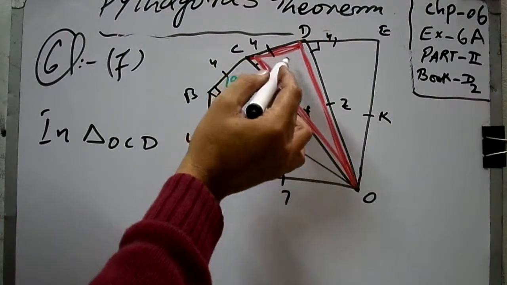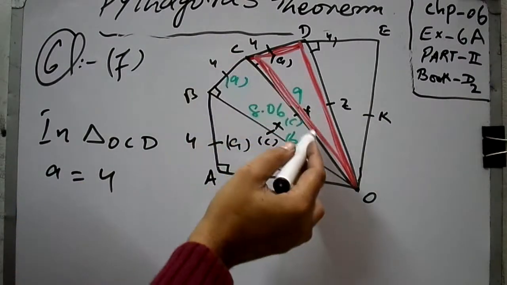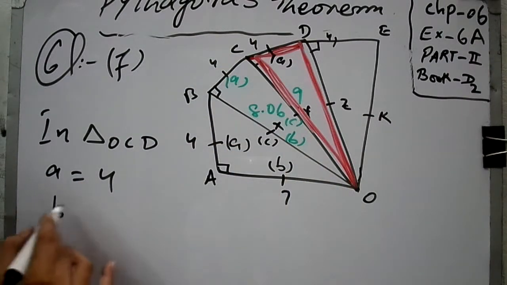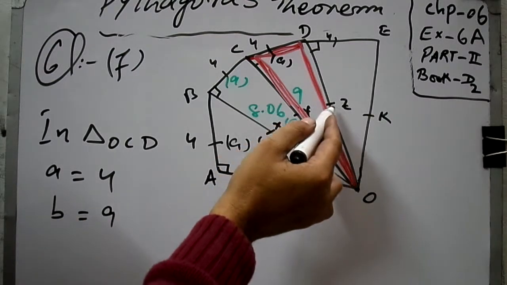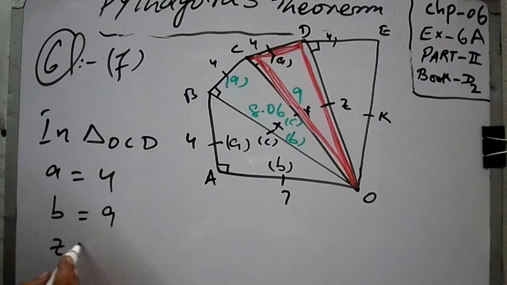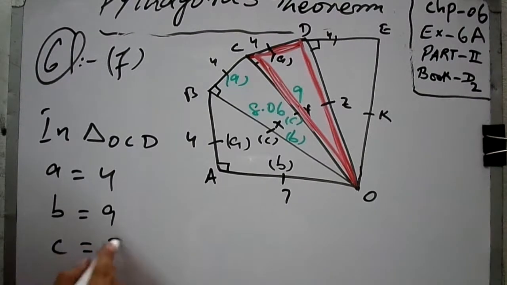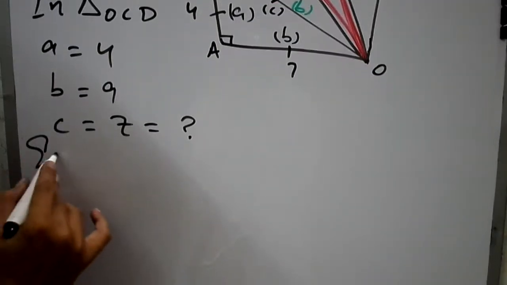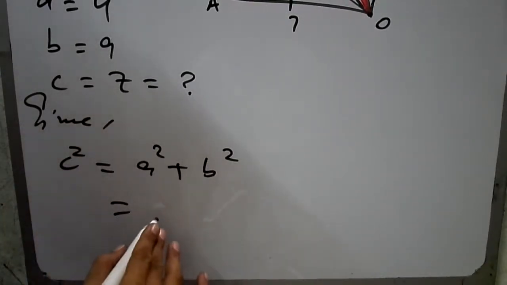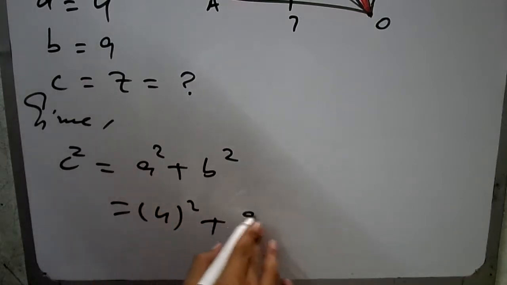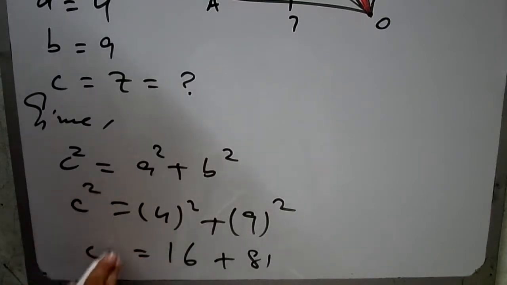In this triangle, here is your altitude A, so the A is 4, here is your base B is represented by 9, and we have to find the value of Z. Z is actually hypotenuse C, C is equal to Z, and we have to find it. Since we have a formula, C square is equal to A square plus B square, putting the values, 4 square plus 9 square, 9 9s are 81.